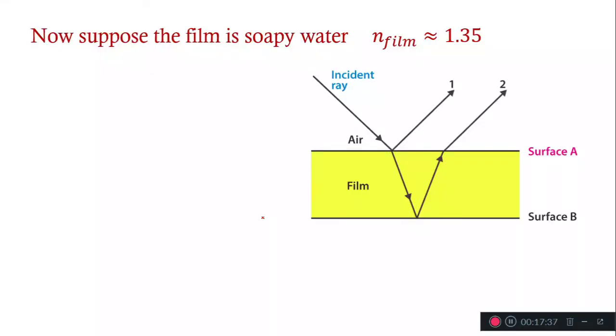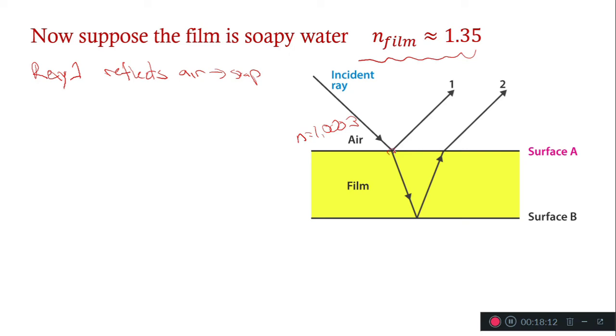Okay, so this time we're going to do it right, and we have basically a little bit of prep. So we have N film is 1.35, and we know that N air is 1.0003. Numbers don't matter. What matters is what's light and what's heavy. So what's the story of ray 1? Ray 1 just reflects. So ray 1 reflects off of the air to soap boundary.